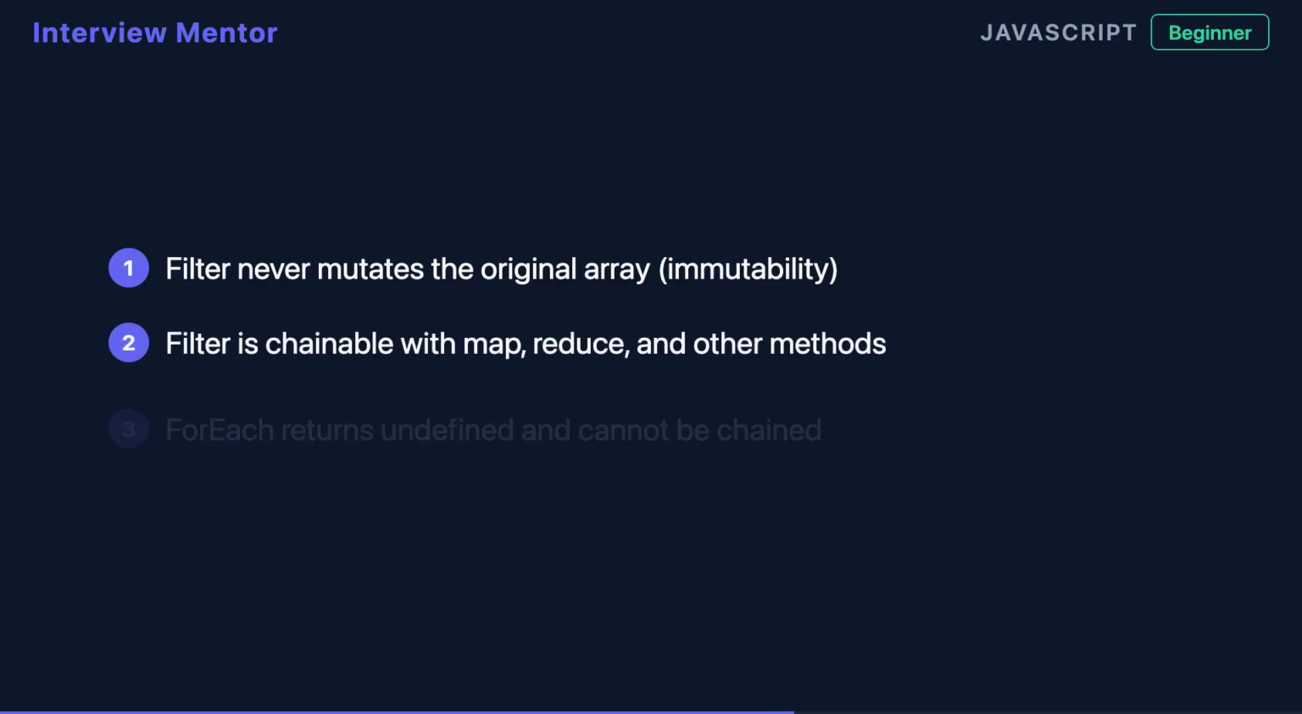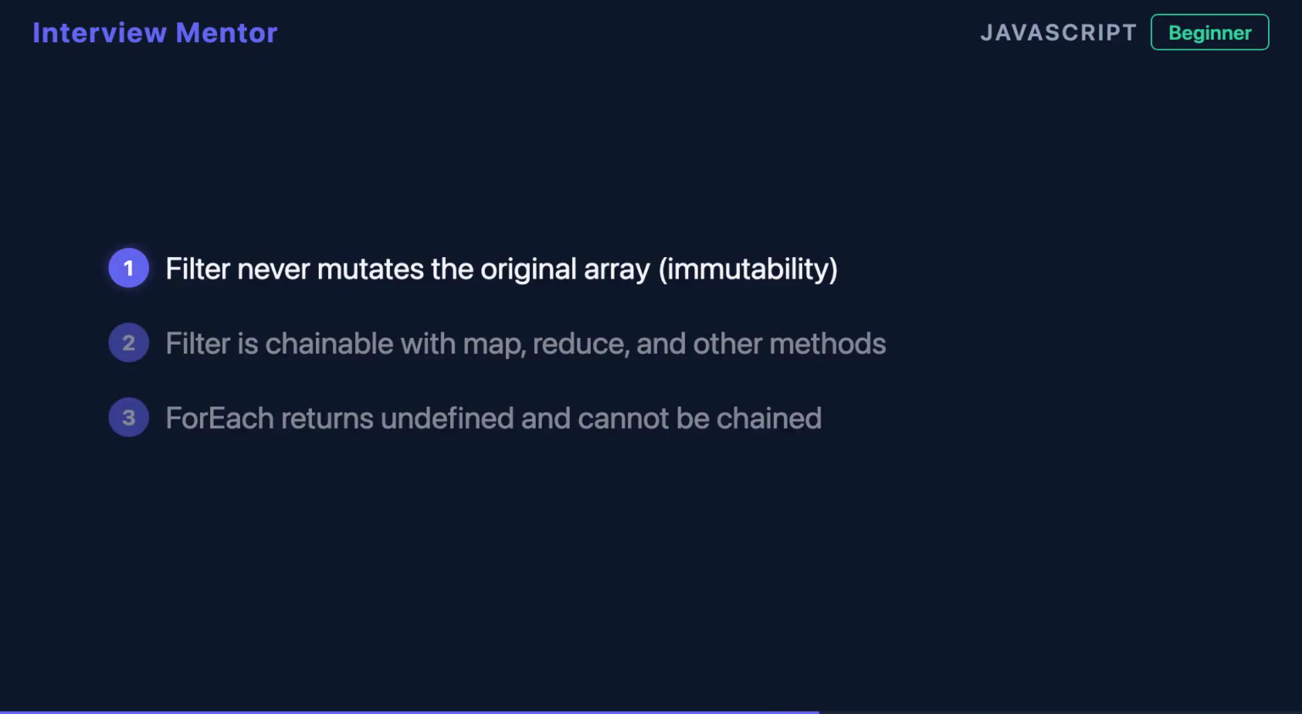Filter has two key advantages. First, it never mutates the original array. You get a clean, new array, which makes your code more predictable and easier to debug. Second, filter is chainable. You can call map, reduce, or other array methods right after it, enabling elegant functional programming patterns. forEach can't do this because it returns undefined.